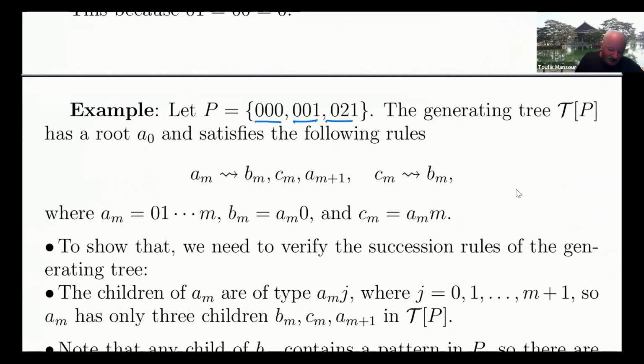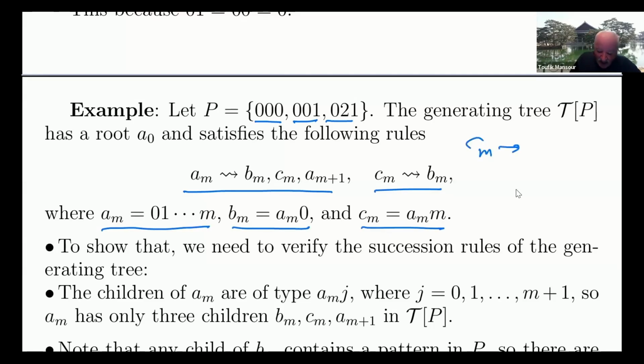So here are the rules. I will explain how I guessed the rules. At first I guessed some rules, and here it is, and I know what is AM and BM and CM. Now suppose I want to prove this rule. It's easy. CM, I know any children of CM, for example, I'm going to prove this one. Any children of CM, what am I doing?